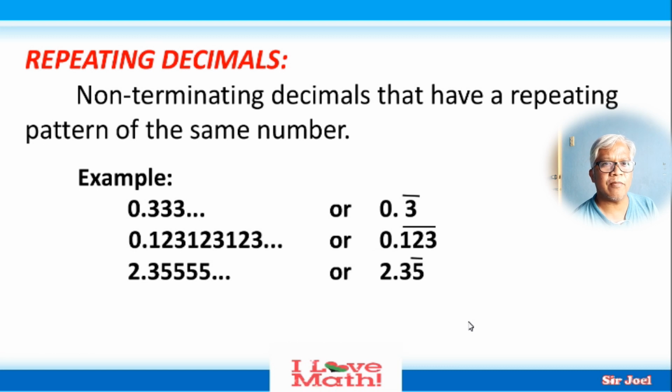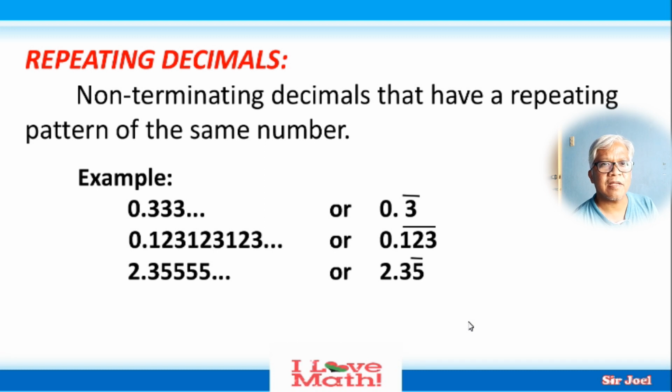While example number 3, 2.3555 ellipses, pag inire-write natin, pwede siyang 2.3 then 5 with bar on top. Alin lang ang may bar on top? Yun lamang 5. Samantalang yung 3, hindi naman naulit. So, ito yung sinasabi nating mixed repeating decimal. Kung saan, yung decimal part ay merong portion na hindi naulit. Tapos, meron ding naulit. So, mixed repeating decimal.